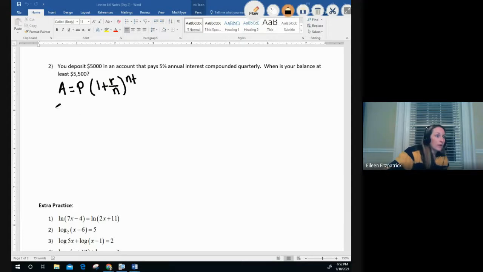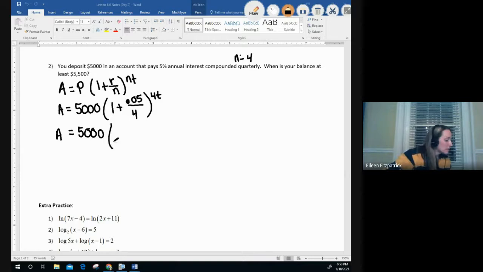Okay, your principal amount, how much you deposit into your account to start, is $5,000. Your annual interest rate is 5%. That's 0.05. All right, we're looking at compounded quarterly. That's 4, right? Your N value is 4. So 4T. Okay. And then we can clean it up if we want to simplify inside the parentheses. What does that all simplify down to? When you do the division and then the addition, you should get 1.0125 raised to the 4T.